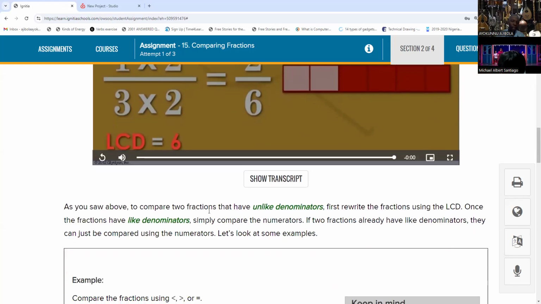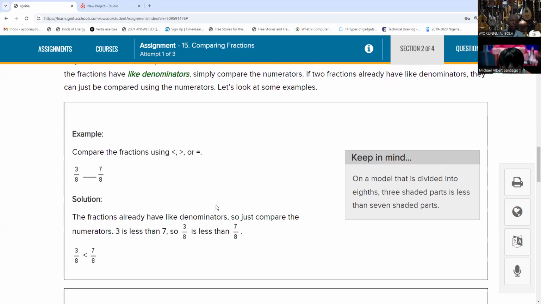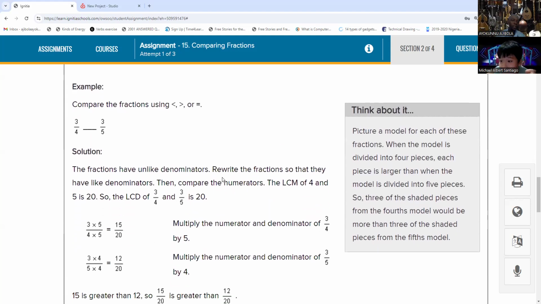So, now that we've seen that, we can compare these fractions here. Look at these fractions. The denominators are the same, so the bigger number is the bigger fraction. Is that clear? Yes. So 7 is the biggest, 3 is less than 7. That's why this is less than, okay? That's because the denominators are the same. Okay, let's look at the next one.